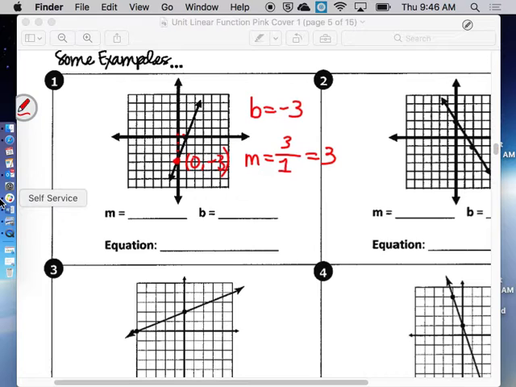To write the equation, here the slope is +3, b is -3. My equation would look like y equals 3x minus 3. The m and the b would be replaced by the two values that I just found. Let's look at number 3 together.